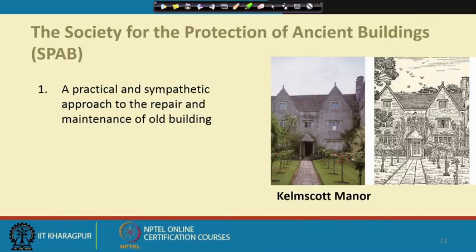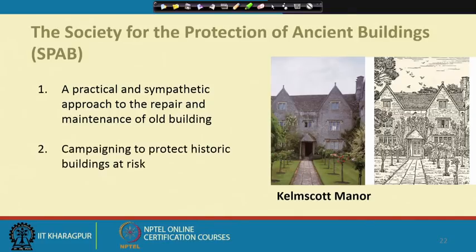So, SPAB talks about a practical and sympathetic approach to repair and maintenance of buildings. So, the minimum intervention, campaigning to protect historic buildings at risk. So, which are the buildings at risk? They try to campaign and say how they can be kept in use by the minimal intervention process, just maintenance and repair.